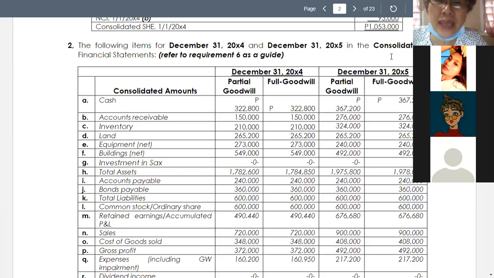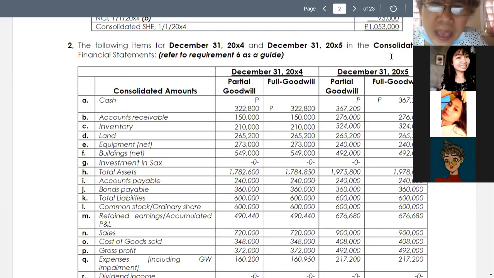Okay, but based on what we have learned, discount on bonds payable is a deduction from bonds payable. Am I correct? Yes, ma'am. How do we treat discount on bonds payable? We have studied this in Intermediate Accounting 3. Discount on bonds payable, the same with stock issuance cost in relation to bond issue cost, is treated as a deduction from bonds payable.